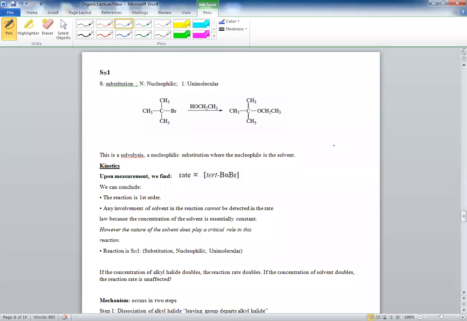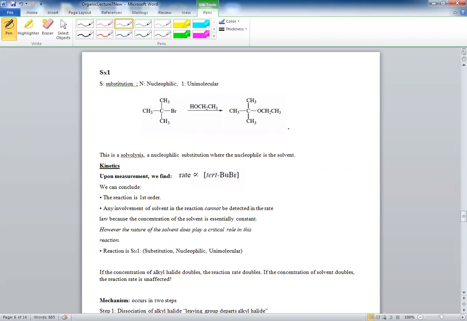The second substitution mechanism is called an SN1, which stands for S for substitution and N for nucleophilic, and 1 is unimolecular, meaning the reaction rate depends only on the concentration of one molecule. And of course, in this case, you will find out that it's the alkyl halide.